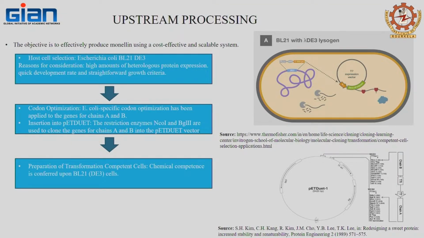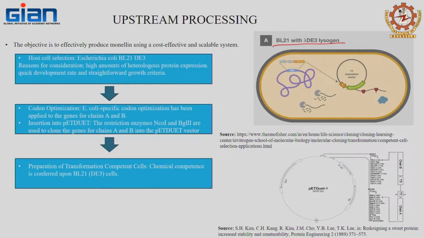Let's move on to the upstream processing of the protein. You can see in the picture the strain that we have used, BL21 DE3, and below you can see the pETDuet vector. This is the most cost-effective and scalable procedure we have found. For host selection, E. coli BL21 DE3 is chosen because of its capacity for high-concentration heterologous expression, compared to other host systems like Pichia pastoris or Saccharomyces cerevisiae. Then comes codon optimization, then insertion into the pETDuet vector with two restriction enzyme sites. I have mentioned here NdeI and BamHI. We used these to clone the genes of chains A and B separately. After that, transformation is conducted using the BL21 DE3 cells.